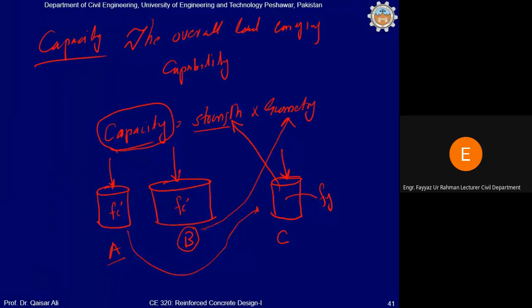अब बात समझ में आ रही है? ये स्ट्रेंथ और कैपेसिटी की समझ आ गई आपको? Yes. So by increasing the size of a member, by increasing the geometry, you can improve the capacity of that member, but the strength will remain the same. By increasing the size of the member, you cannot increase the strength of that member. Clear?